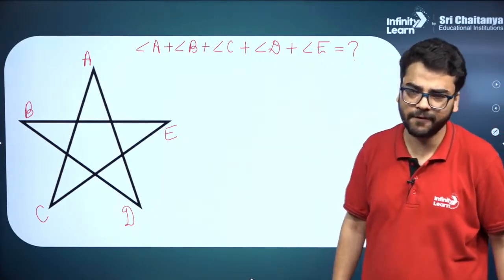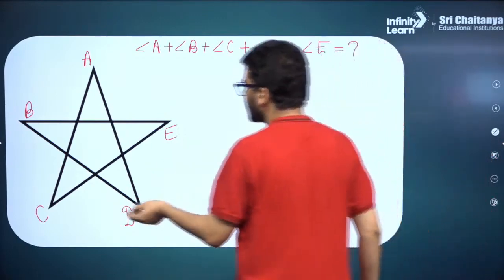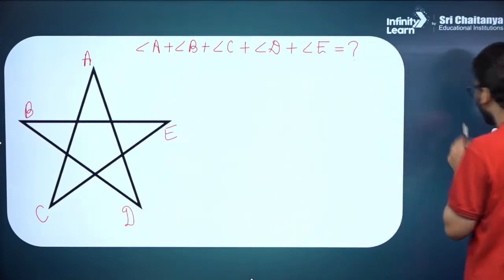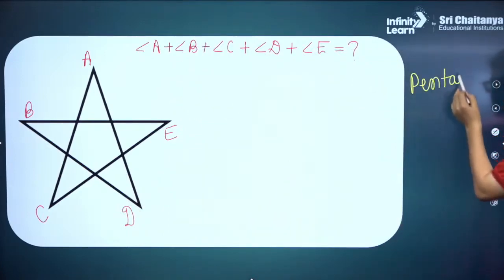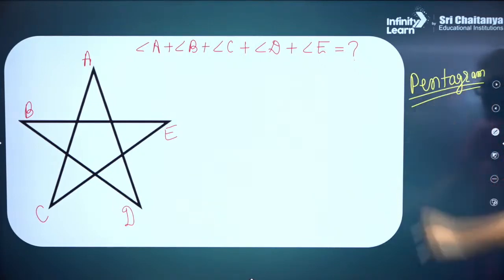This is again a very famous question, and this figure is called a pentagram. That extra thing you must know. This figure over here is called a pentagram. It is not a star, okay? If you call it a star, then you are wrong. It's not a star. This is called a pentagram.